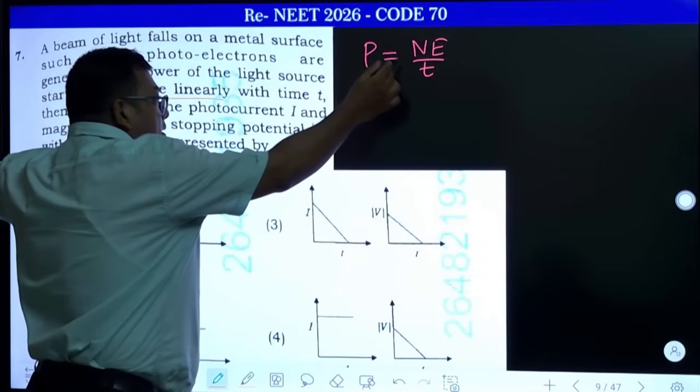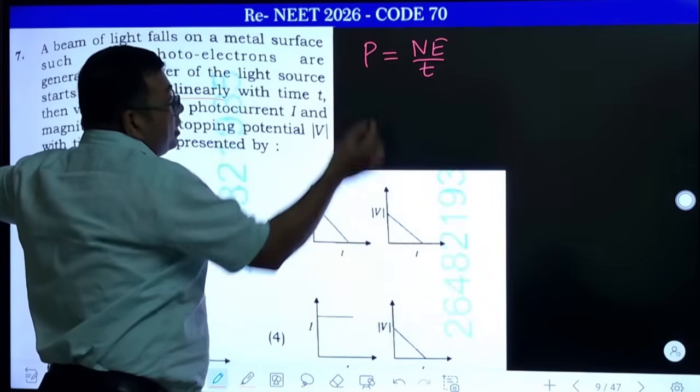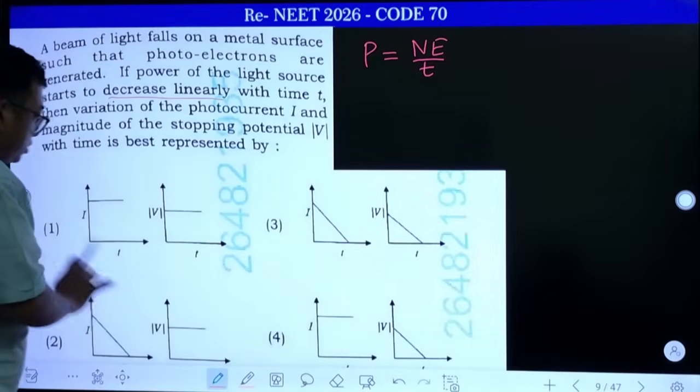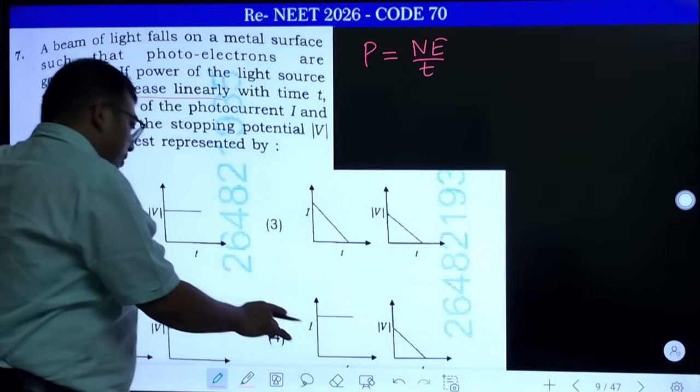So if current changes because the number of photons per second decreases, then in that case the stopping voltage should not change. So this can be ruled out. This also is ruled out. This can be taken, right? This definitely cannot be taken.